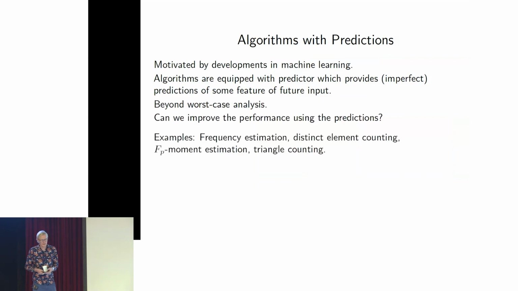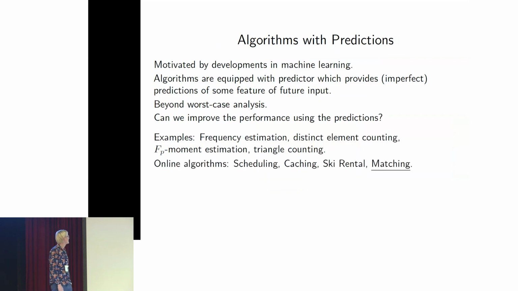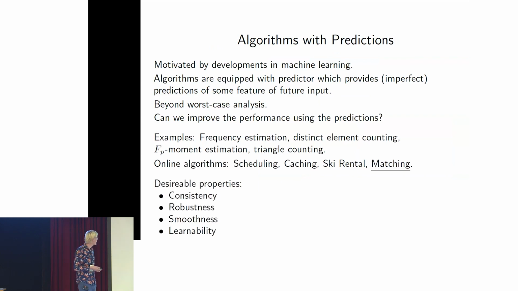So this has been studied in several areas. For instance, in streaming, one common predictor is, if you have a stream of elements, you can predict the frequencies of the elements. So this has been applied in frequency estimation, distinct elements counting, FP moment estimation, and a similar idea you can also apply in triangle counting and graph streaming. And maybe more relevant to this workshop, which we've seen many examples of, this has in particular been studied a lot in connection with online algorithms. So algorithms like scheduling, caching, ski rental, and for what I will be talking about in this talk, matching or online bipartite matching.